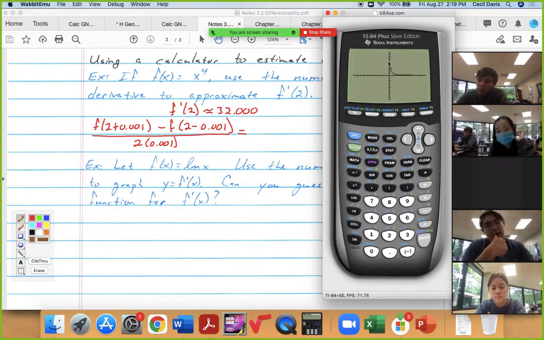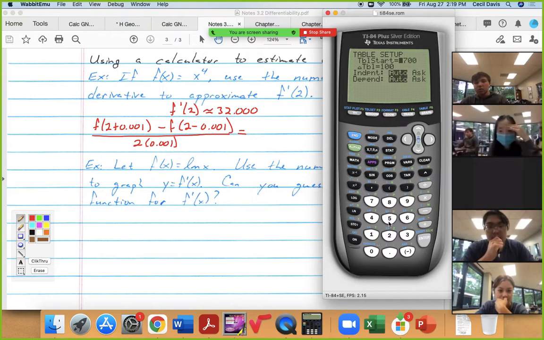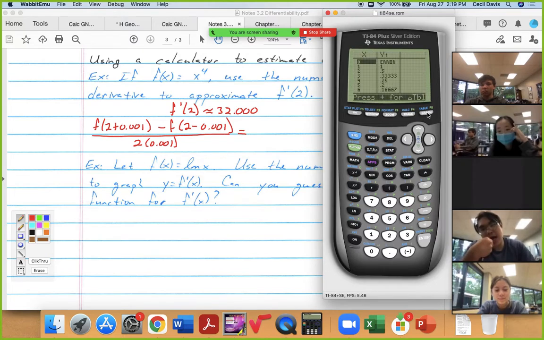And it's pretty tough to guess what that function is just by looking at it. So let's go to the table. I need to get back to 0, and I don't feel like scrolling up, so I'm going to do a table set. Start at 0 and go by ones. So at 1, the derivative was 1. At 2, the derivative was 0.5, which as a fraction is what?